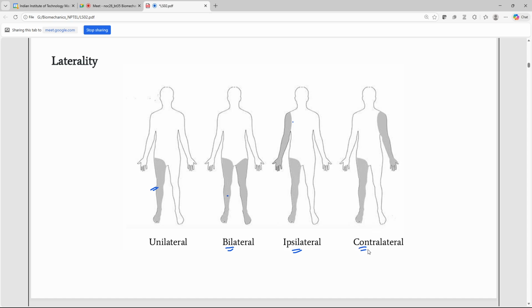Similarly, contralateral. Contra is the word for opposite. So if some condition is affecting contralaterally, like the brain controlling the body, the brain controls the body contralaterally. That concept is there. In such conditions, when we have to relate one limb to the opposite limb, the word contralateral comes into the picture.